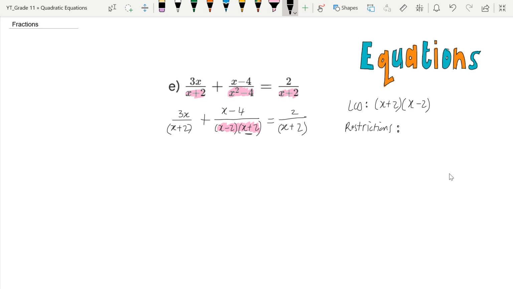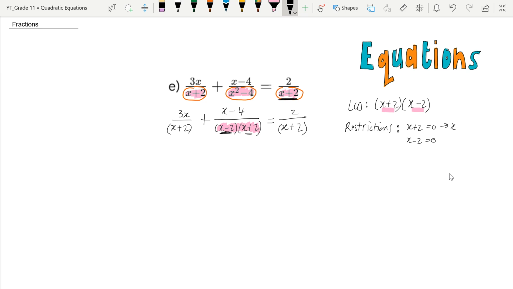Well, why are there restrictions with fractions? It's because our denominators can't be 0. Because if that whole denominator is 0, then it won't exist. It would be undefined, right? Because our denominator can't be 0. So we look at our LCD that we chose and we see what will make it 0. Well, if x plus 2 is 0, that's not good because then this whole thing would become 0. Or if my x minus 2 is equal to 0, that's also not good. Then it means the denominator would become 0 and it would be undefined.